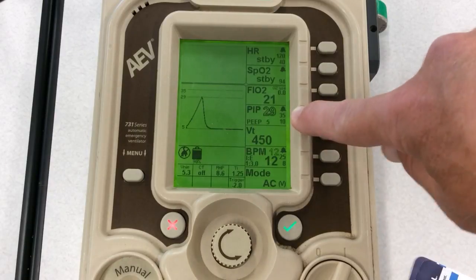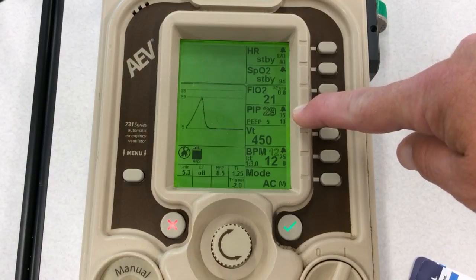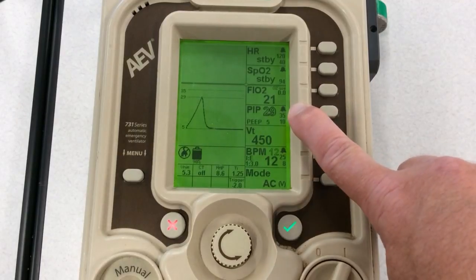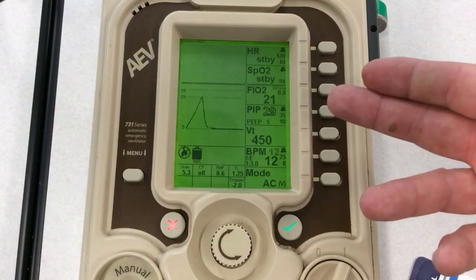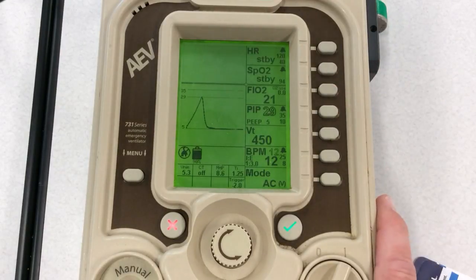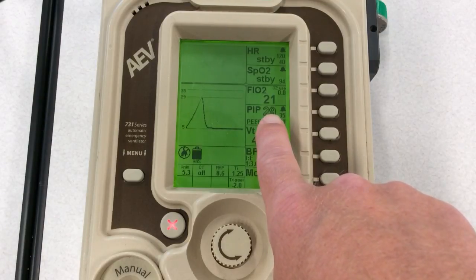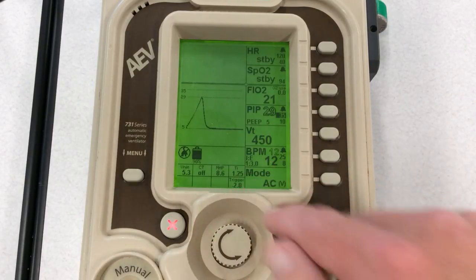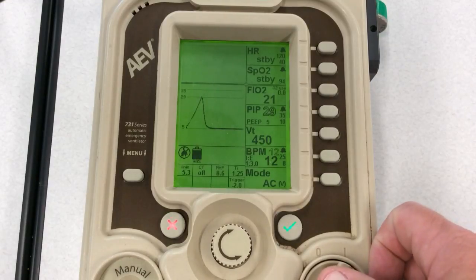My alarm limit right here is at 35. I like that to be about 5 centimeters of water above whatever my PIP is trending at. That way I know very soon if something happens, like my tube gets kinked, I've got a developing pneumothorax, or some kind of obstruction occurs. If my PIP is running around 20 and that seems adequate for my patient, I will bump that alarm limit down by hitting the button, dialing it down to 25, and hitting OK. That way I know as soon as possible if something should occur.